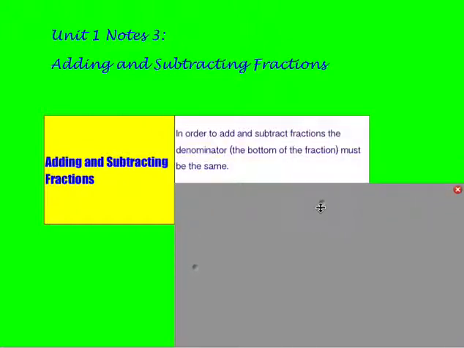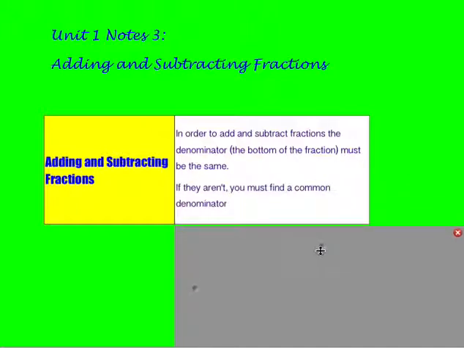In order to add or subtract fractions, the denominator, which is the bottom of the fraction, has to be the same number. If it's not the same number, you're going to have to do some work to make sure that it is. You're going to have to do some multiplying to find a number that's in common, and we'll talk about how to do that in a little bit. That's basically what we're going to work on today, finding what's known as a common denominator. This is something you've done in middle school that we're going to work forward and do today.